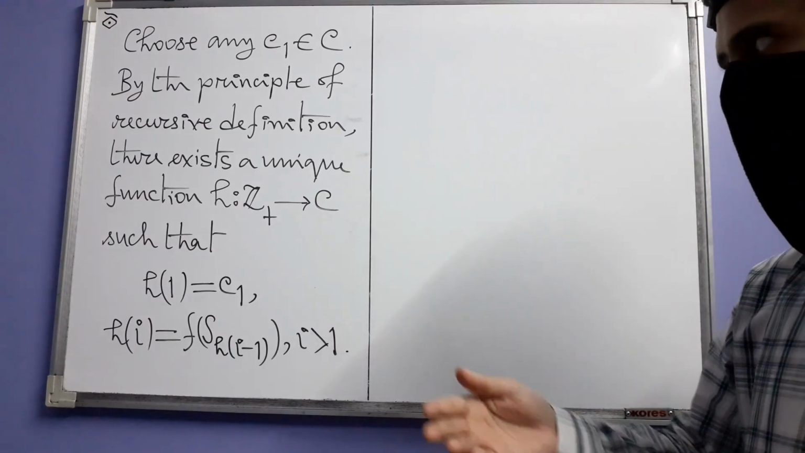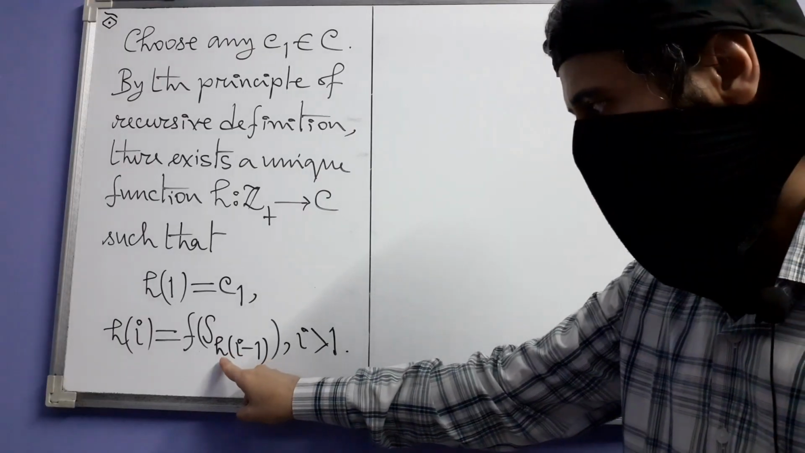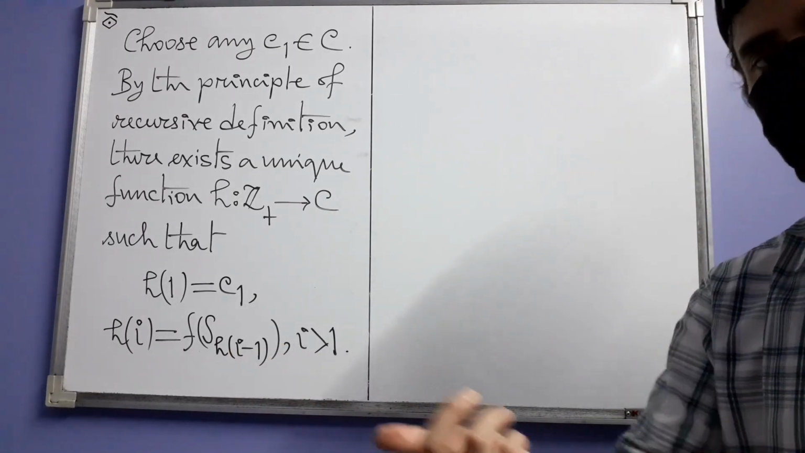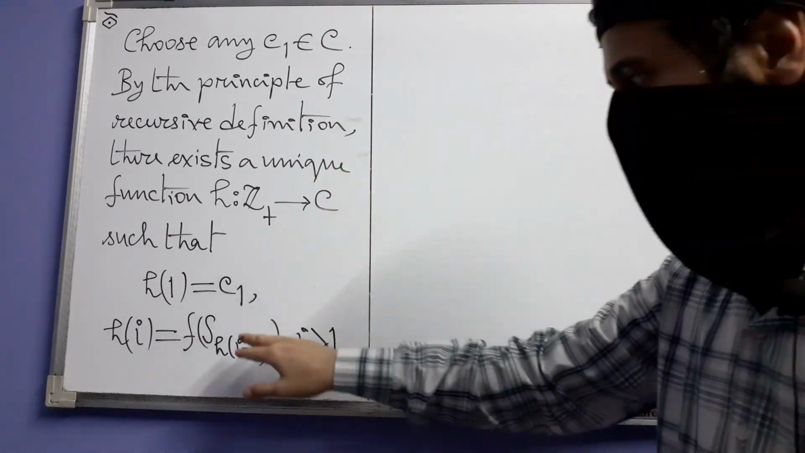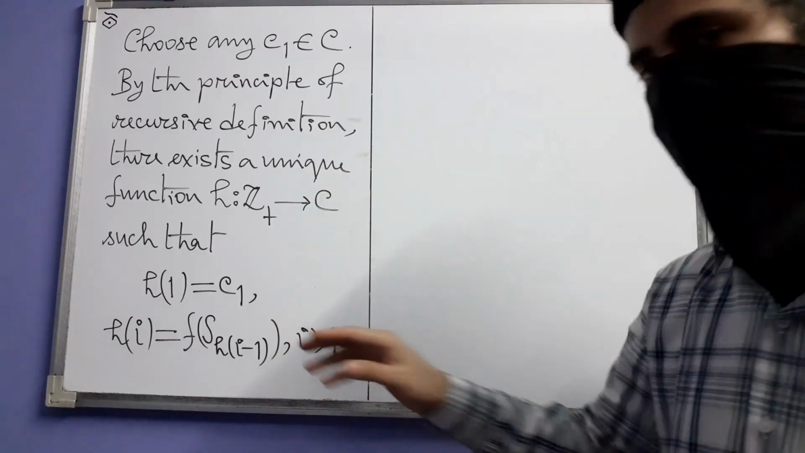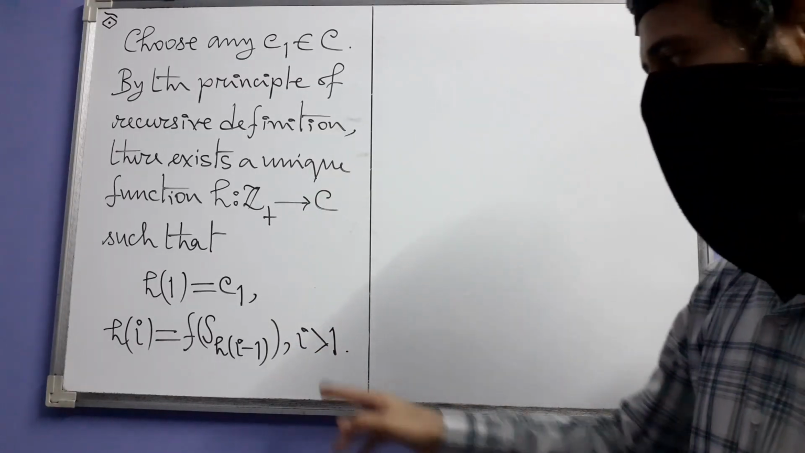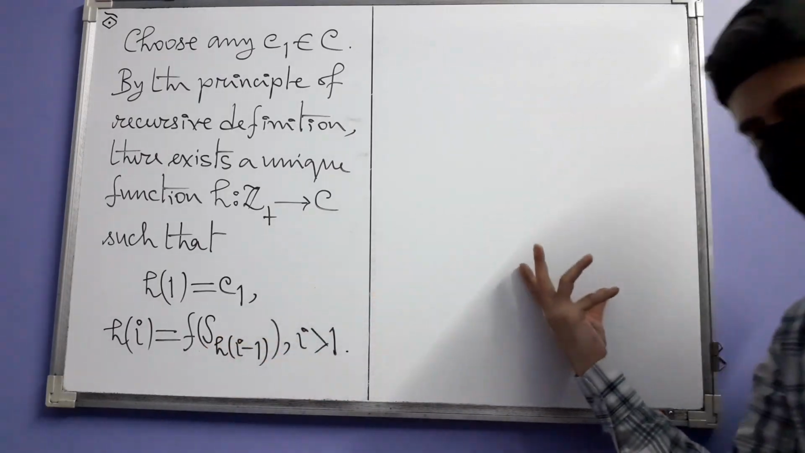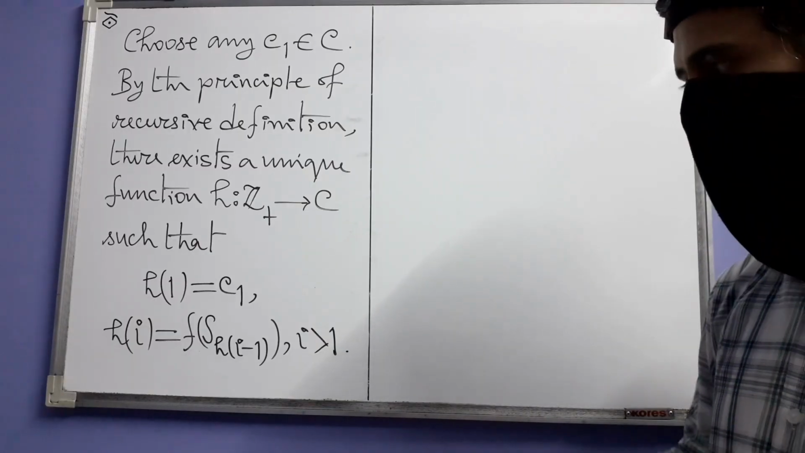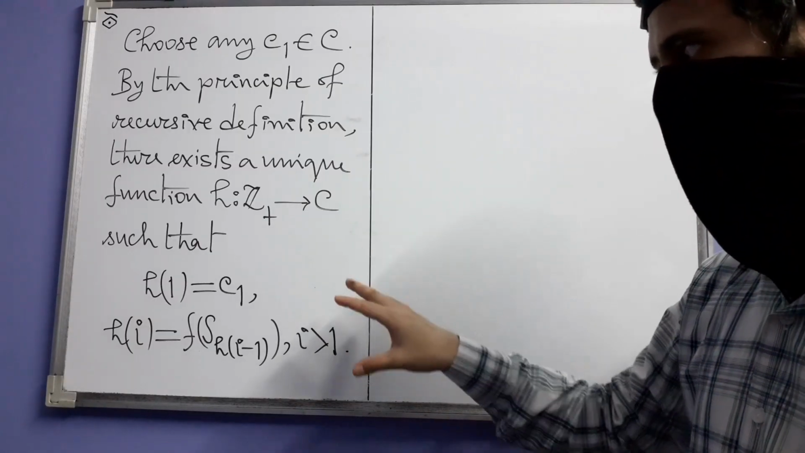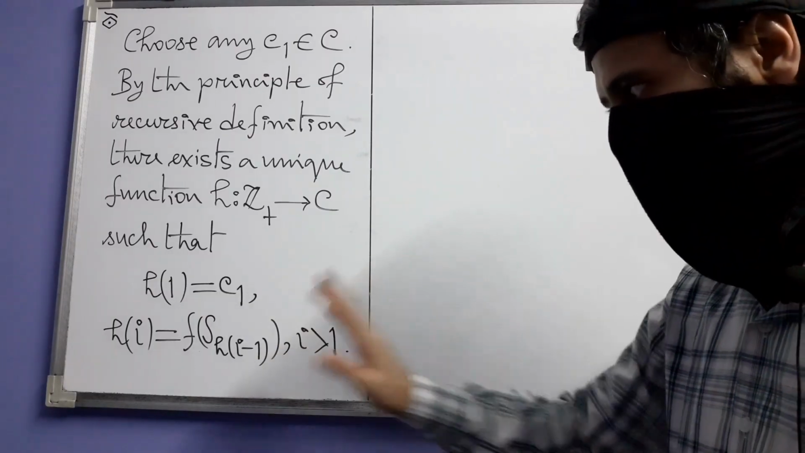The function H after all takes its outputs in C. So in particular, H of I minus 1, the previous H value before H of I, is an element of C. So for that element we can consider that set S H of I minus 1, and on that we can apply our function f, for which the inputs were those sets SC. So this way we get a legitimate function, and there is actually only one such function which satisfies these conditions.